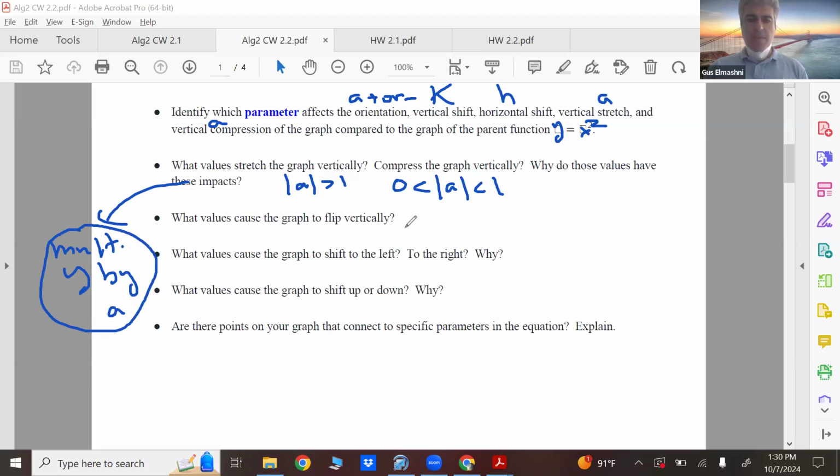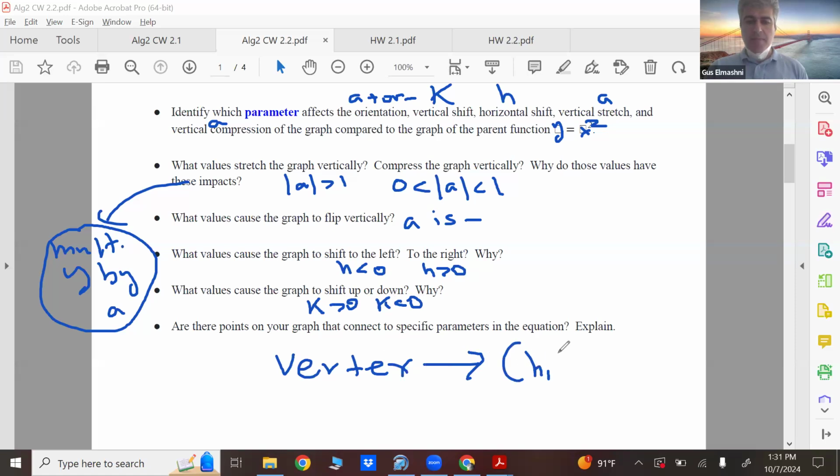What values cause the graph to flip? When a is negative. To shift to the left, that's going to be when h is negative or h is positive. Up when k is positive or k is negative. And our points are going to have to connect to specific parameters. Well, yeah, the vertex is always going to be h comma k. Just so you know, that'll always be the case.